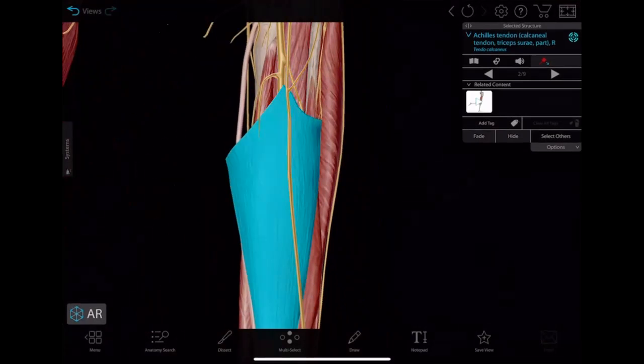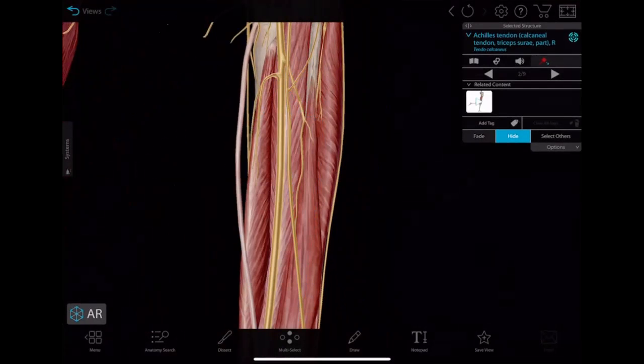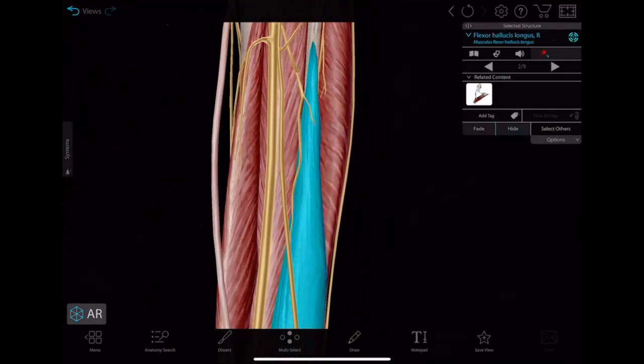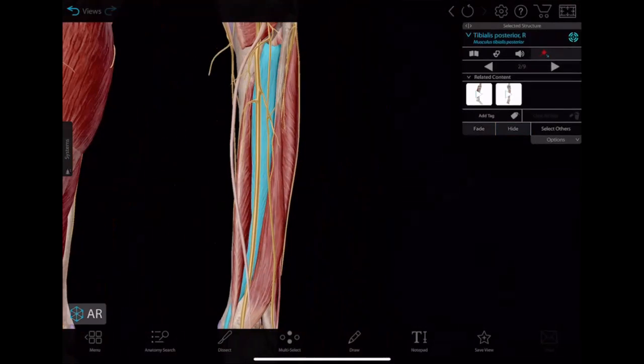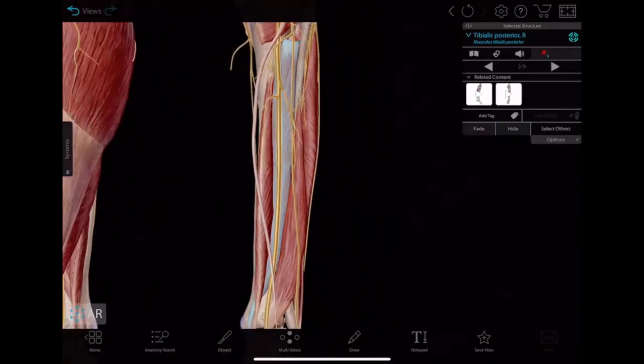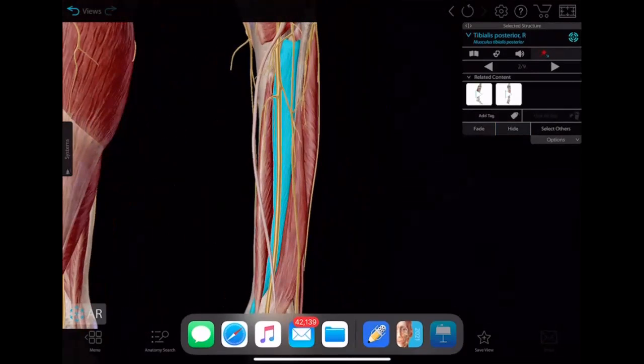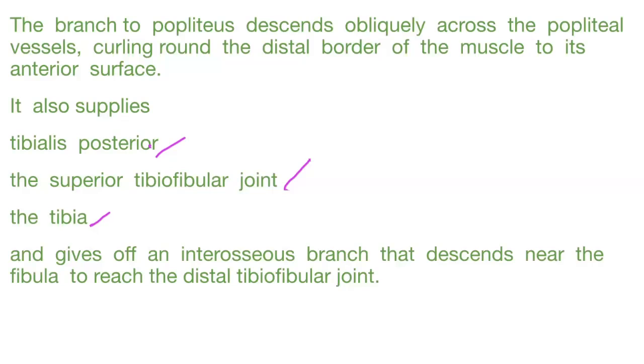Most of its course it lies on this one, the tibialis posterior, right? It also supplies this tibia and knee joint, and gives off an intraosseous branch that descends near the fibula to reach the distal tibiofibular syndesmosis, right?